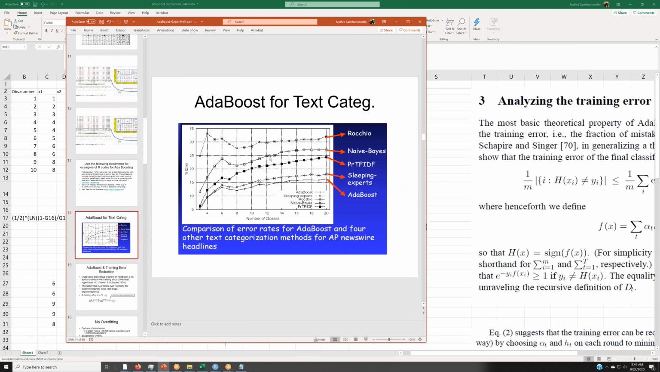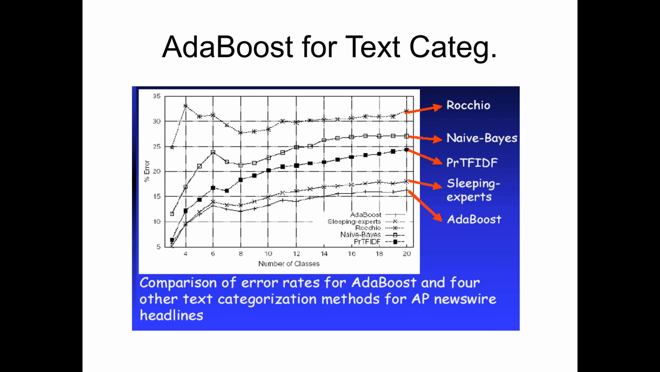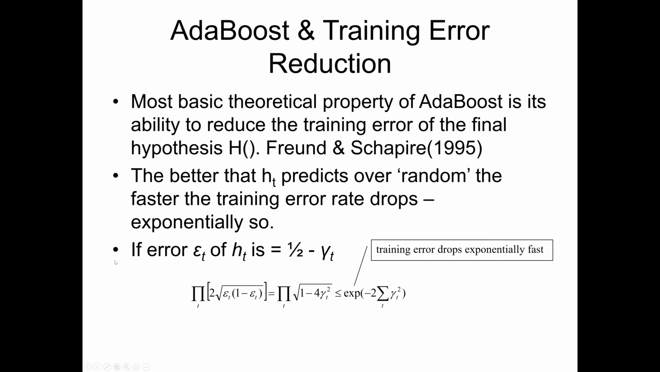We'll come to that. AdaBoost for text categorization. AdaBoost has the least error. Look at this one, percent error, right? This is the percentage. Are you able to see this? There are so many algorithms that were worked out, and AdaBoost has the least. It uniformly beats all the other algorithms: Naive Bayes, PrTFIDF, Sleeping Experts, Rocchio, but AdaBoost has the least error. That's why AdaBoost became very popular. Everybody?